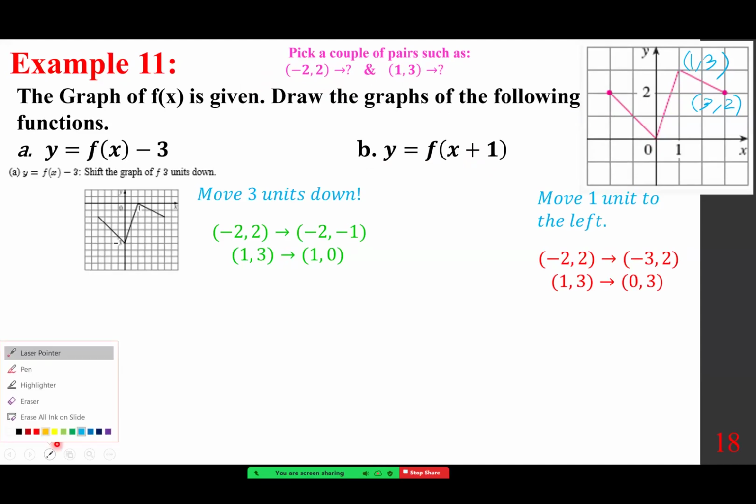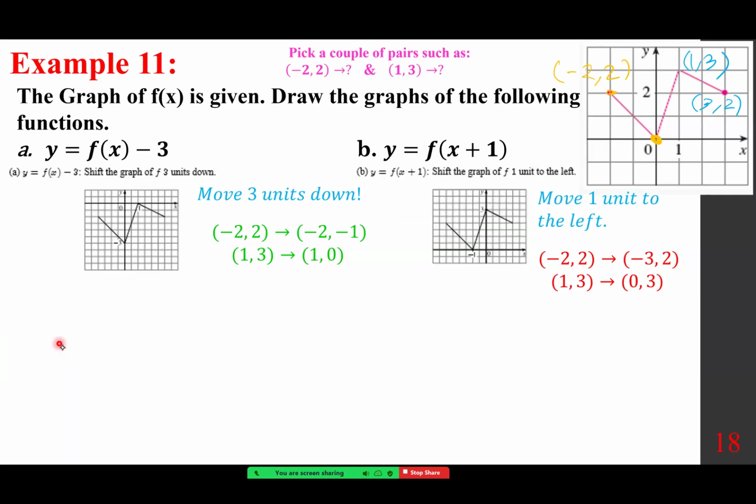Just write all of them in case. So this one is negative 2, 2 that I was mentioning. Okay, obviously this is 0, 0. You don't even have to write that. So f of x plus 1, shift the graph of f 1 unit to the left.